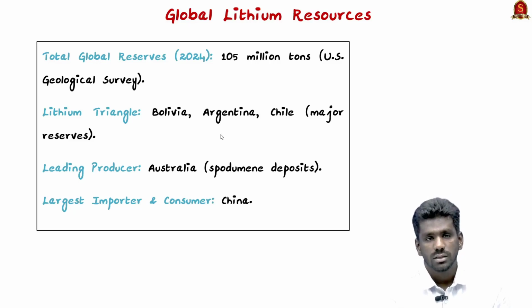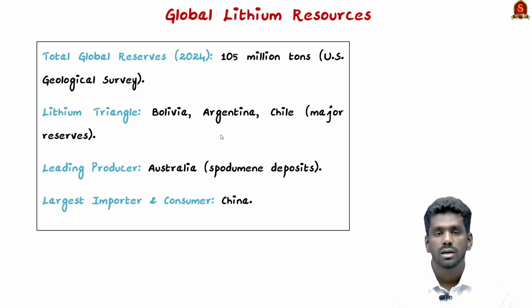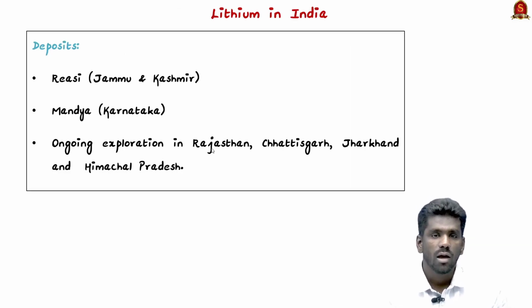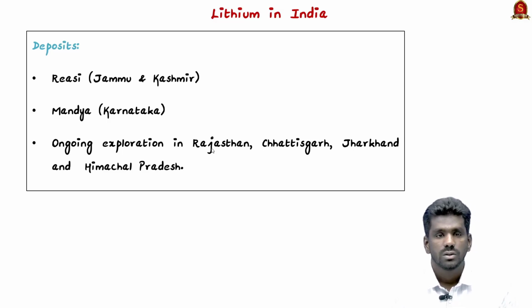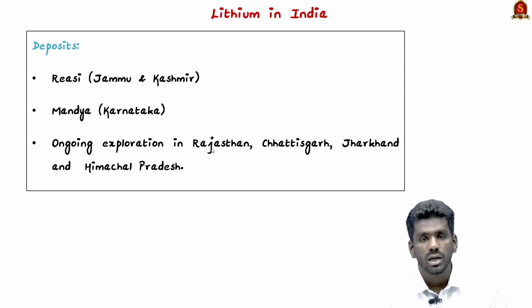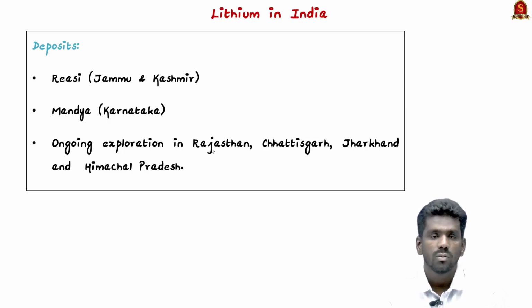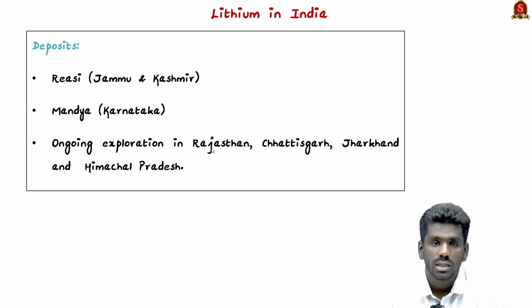China stands as the largest consumer and importer of lithium. So the largest producer of lithium in the world is Australia and the largest consumer of lithium is China. In India, lithium deposits have been found in Rayasai in Jammu and Kashmir and Mandya in Karnataka. Additionally, exploration is ongoing in the states of Rajasthan, Chhattisgarh, Jharkhand and Himachal Pradesh. So this gives a great opportunity for India to become a key player in the global lithium market. But the real challenge is in extracting these minerals economically.